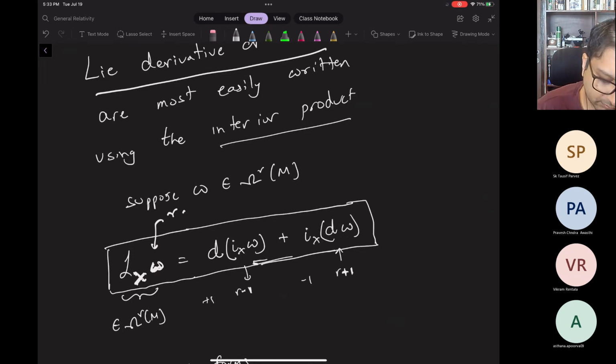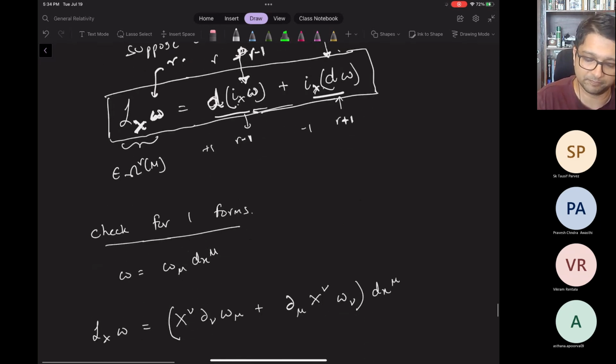This is equal to the derivative acting on the interior product of omega plus the interior product acting on the derivative of omega. When I act with the interior product on omega, it reduces the rank of the tensor to an R minus 1 form. And then when I act with the derivative, it becomes an R form. And the derivative of omega is an R plus 1 form, and when I act with the interior product, it becomes an R form. So these are two different R forms, and I have to add those two R forms, and that gives me the Lie derivative of omega.